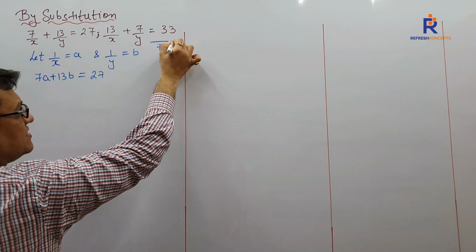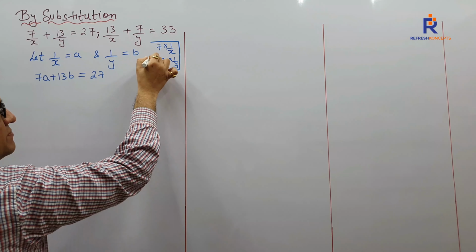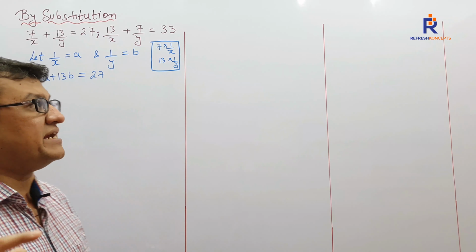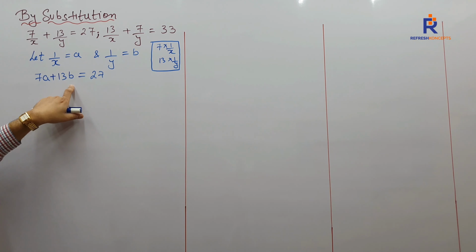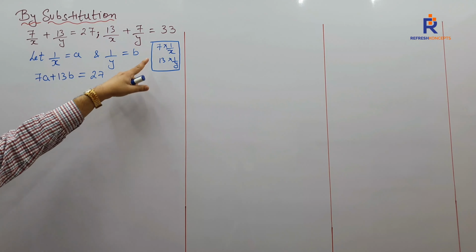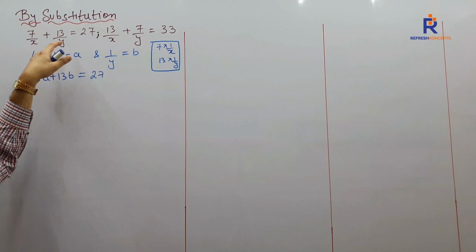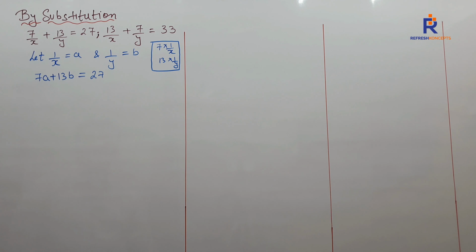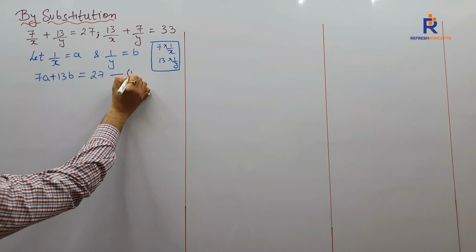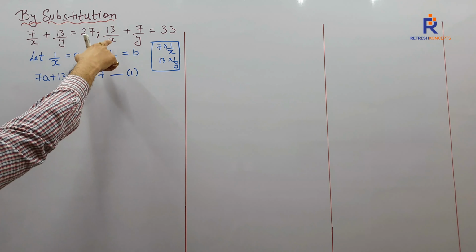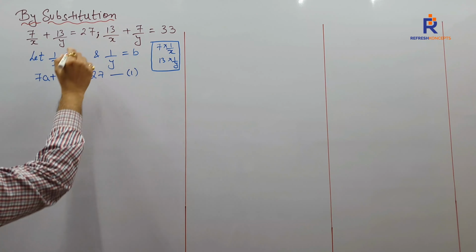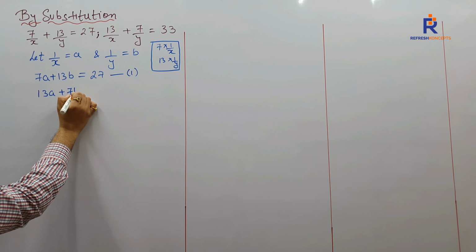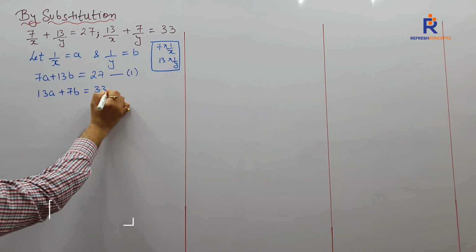I shall not erase this. Mind you, this is not part of the solution. This is only to make you understand how this 7a, 13b came into existence: 7 into 1 by x, 7 by x, 13 by y, 13 into 1 by y. 1 by x is a, 1 by y is b. Now this is my equation number 1. Likewise, on the same lines, 13a plus 7b is 33.